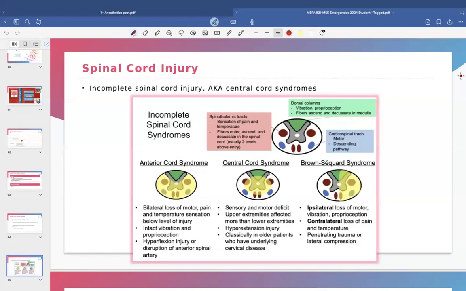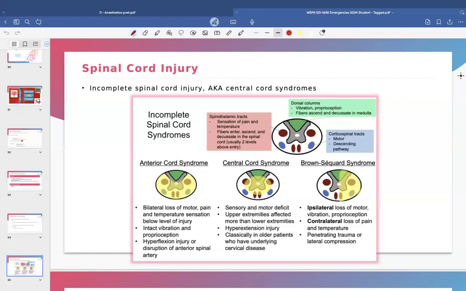This slide says possibly an older patient, possibly very old. But the reason for that is just because when people get arthritis, their bones build up and they get so much stenosis in that area, which can then compress that central part of their spinal cord. But if you are thinking central, think the upper extremities are going to be affected more than the lowers.